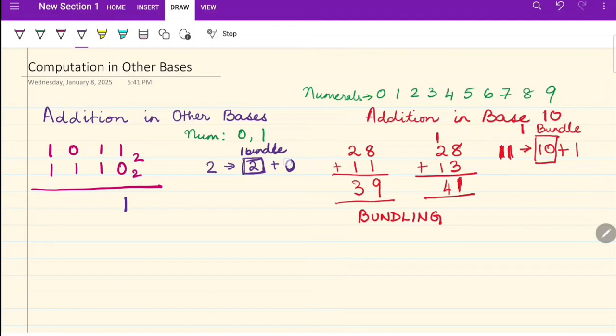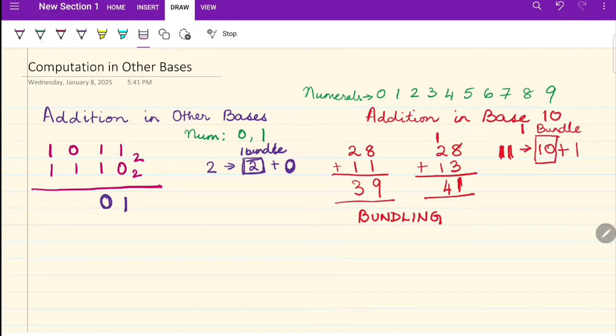So this 0 that's left after we do the bundling is to be written under the second column, and this one bundle should be carried over to the left. So here we have carried over one bundle. We do not carry over and write a 2. This is wrong, all right? This is incorrect.